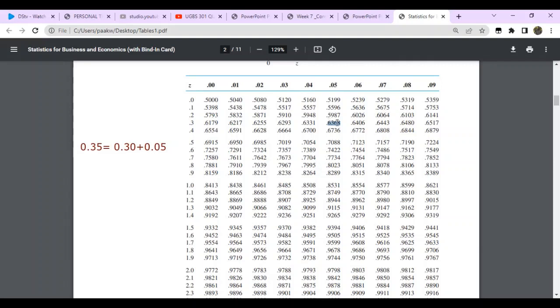So their meeting points, we know this in graphs. When we are drawing a graph, the coordinates, you trace from the x-axis and y-axis, where they meet, you plot your point there. You get it? So this one, 0.35, when you expand it, it will be 0.30 plus 0.05. So the first one is the z value, that is 0.3, is this one. You look for 0.05, and wherever they meet, that will be your probability.